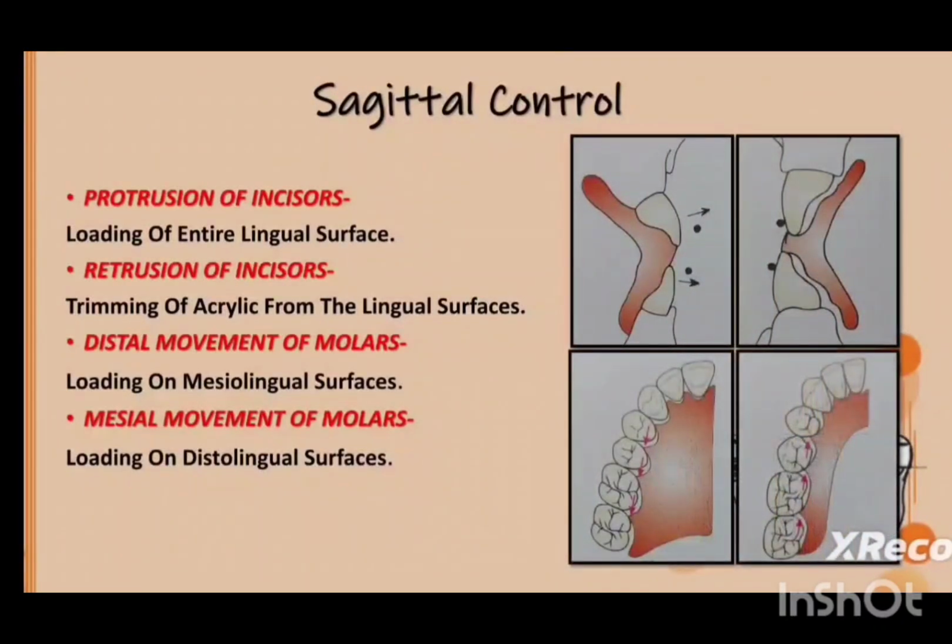Now for protrusion, we load entire lingual surface of the incisors. This will cause the forward movement, that is protrusion of incisors. And for retrusion, we trim off the acrylic from the lingual surface. For distal movement of the molars, we load the mesiolingual surfaces of the molars. Now since the distal surfaces are free from acrylic, the movement can occur in that direction. Similarly, for mesial movement of molars, we load the acrylic on distal surfaces and keep the mesial ends free. This will cause the mesial movement of the molars.